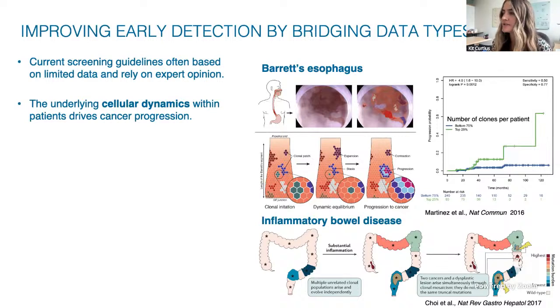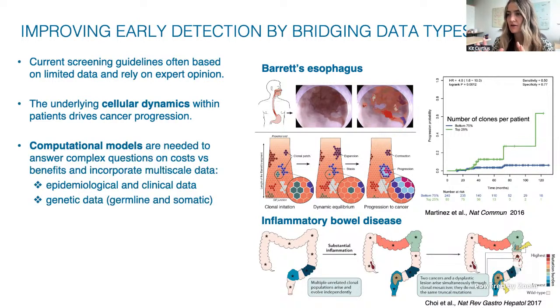So the two precancers that we'll talk about a lot today are Barrett's esophagus, which is the precursor to esophageal adenocarcinoma, and inflammatory bowel disease, which is a precursor to colitis-associated colorectal cancer. There are various studies now that show that clonal diversity and the growth of these clones is a good biomarker for future cancer progression. In Barrett's, we know that the number of clonal populations predicts cancer. And in IBD as well, we know that large clones produce more cancer risk just by nature of having more opportunity for malignant transformation.